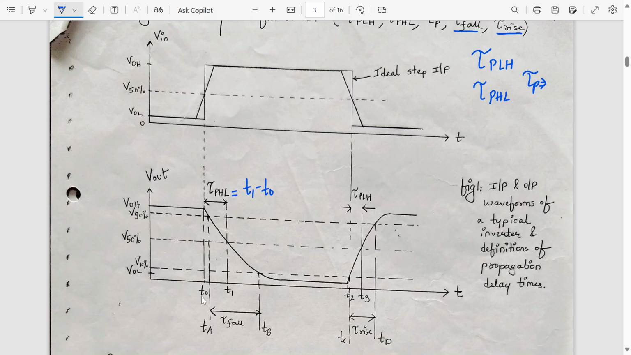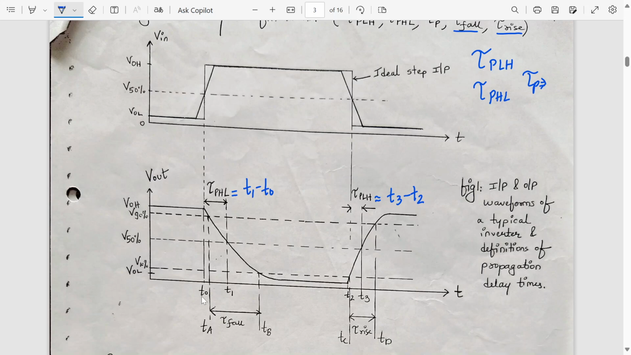Similarly, the low to high propagation delay will be given by, because the output signal is changing from a lower value to a higher value, that's why it's called the low to high propagation delay. By the time the output reaches 50%, how much time does the output take to reach 50% value? That is the amount of delay. So this will be T3 minus T2. T2 is the time when the input reaches 50% and T3 is the time when the output reaches 50%.